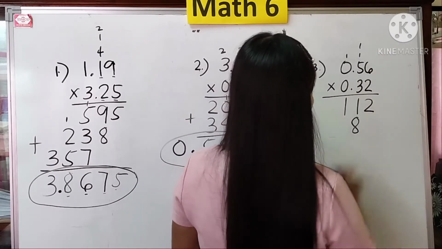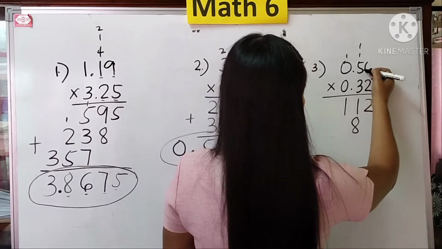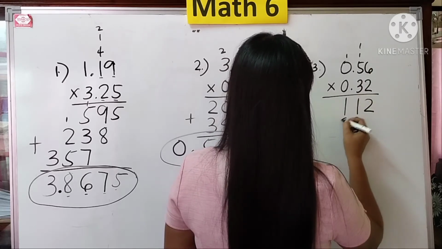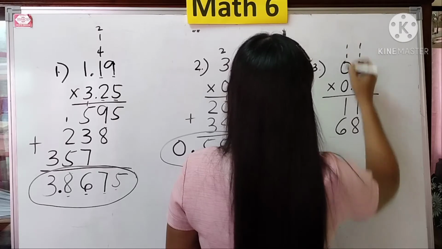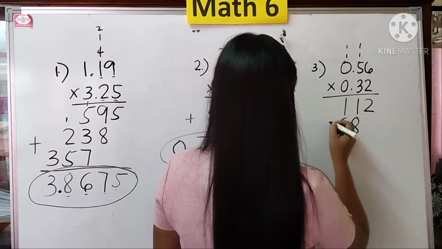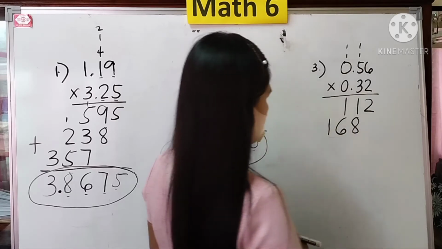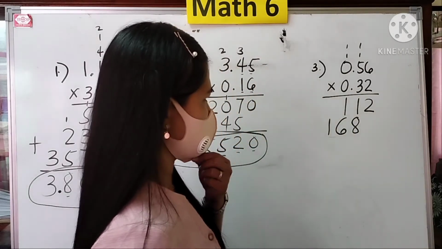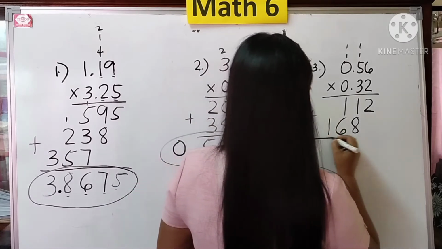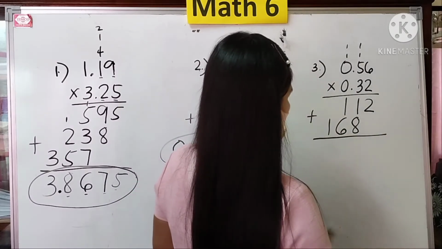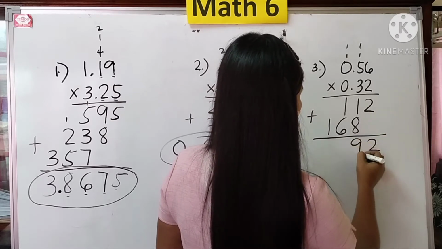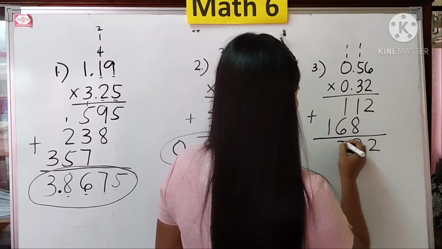So next is to multiply 3 times 6 is equal to 18. Carry 1. 3 times 5 is equal to 15, plus 1 is 16. Carry 1. And then 3 times 0 is 0, plus 1 is 1. So we already have now 2 partial products. So you may now proceed to addition. So bring down 2. 1 plus 8 is 9. 1 plus 6 is 7.